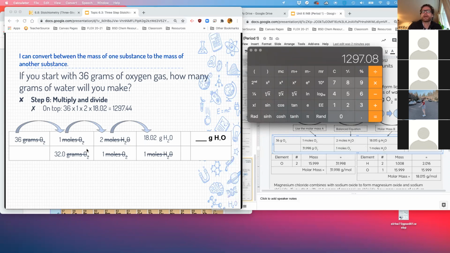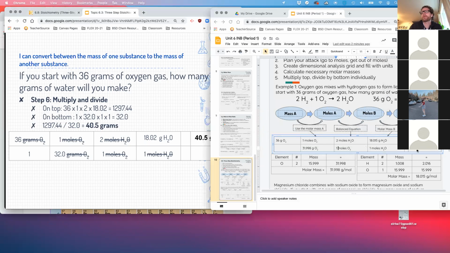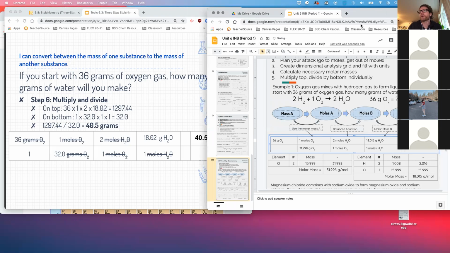Then I'm going to divide it by everything on the bottom individually. Divided by, in this case, 31.998, and then divided by 1, divided by 1, divided by 1, and divided by 1 equals 40.53. Okay, and that right there is my final answer. Technically speaking, this only has 2 significant figures, so I'd round this to 2, so I get 41 grams of water.